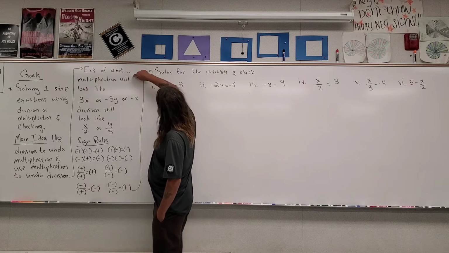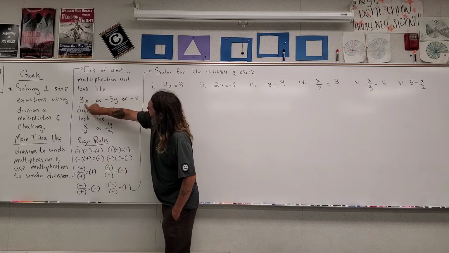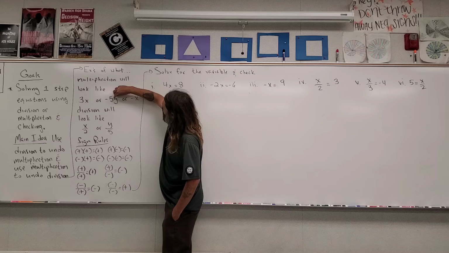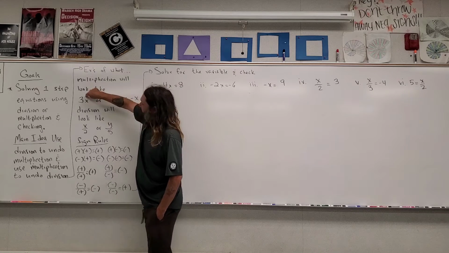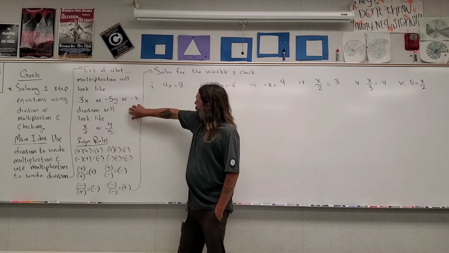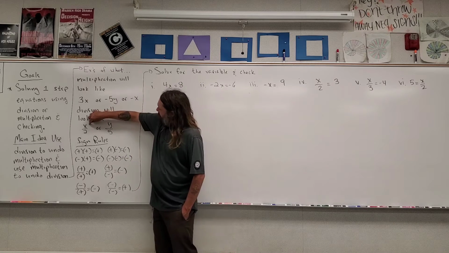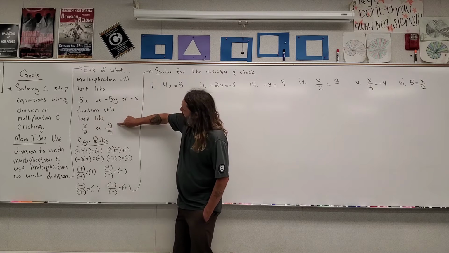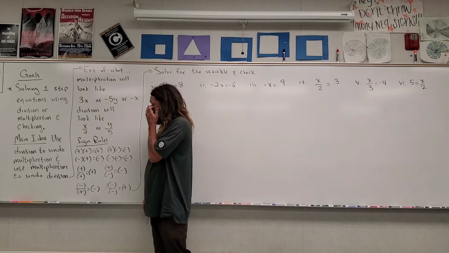So examples of what multiplication will look like: 3 next to an x, nothing between it. Negative 5 next to a y, nothing between it. Or a negative x. These are all examples of multiplication. And in order to solve, I have to use division. Division will look like a variable x divided by 2 with a line between them, y with a line over 5. That's what they're going to look like.